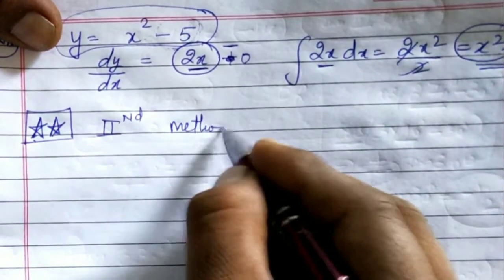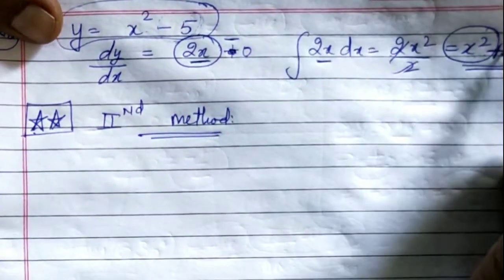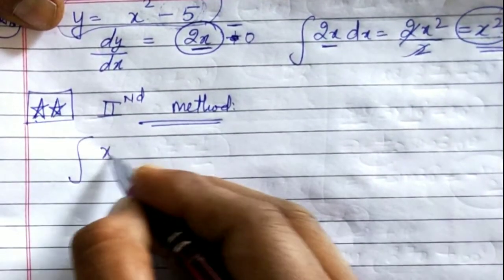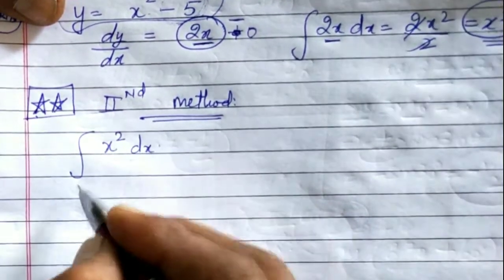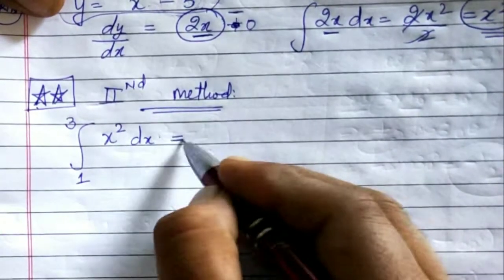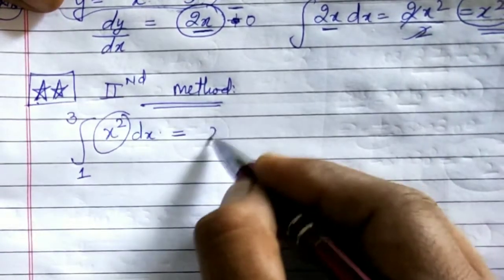Okay, the first method is adding the constant, the second method is limits. So how are limits added? Suppose we have to integrate x square. The limits are written like this: 1, 2, 3. How to deal with the limits? First, integrate it in the normal way.